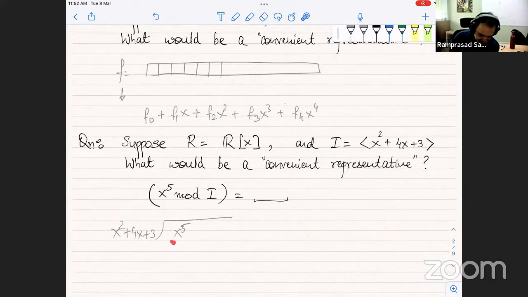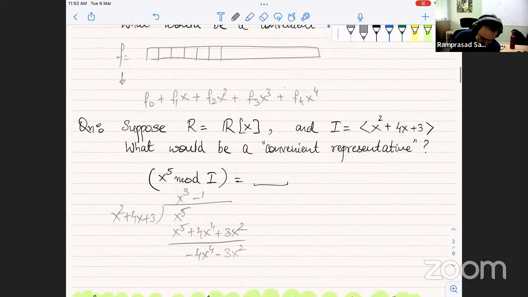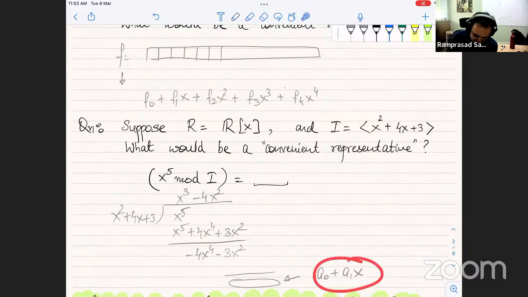So what would I do? I have an x power 5 term. This has an x squared term in the beginning. So it makes sense to multiply with x cubed. So you get x power 5 plus 4x power 4 plus 3x squared. And if I subtract the 2, I end up with minus 4x power 4 minus 3x squared. So now I need to get rid of this guy. So I will multiply this with minus 4x squared or something. Then I'll get something, and I'll keep on doing this until I'm left with some term of the form a0 plus a1x. Right? I hope this is the standard division algorithm you would have done in school. And it is this that you want to put as your representative.